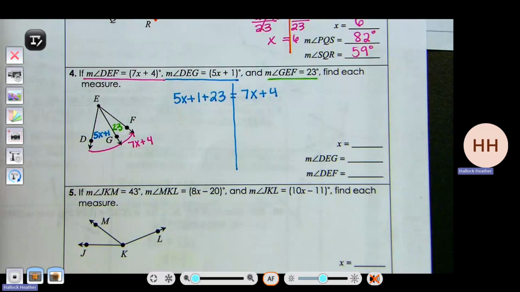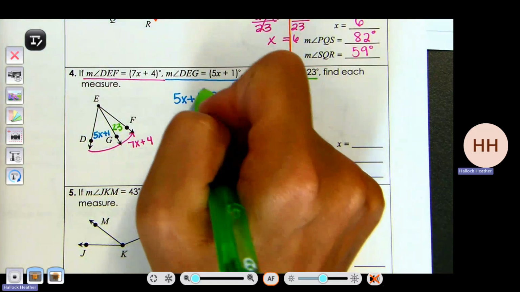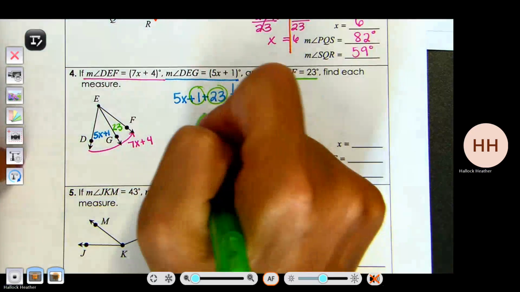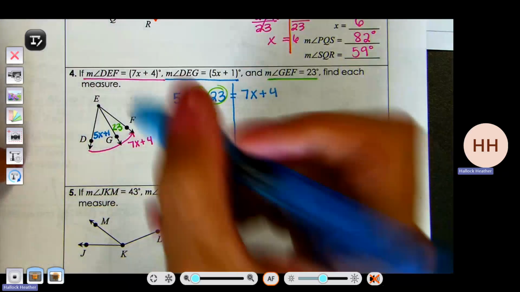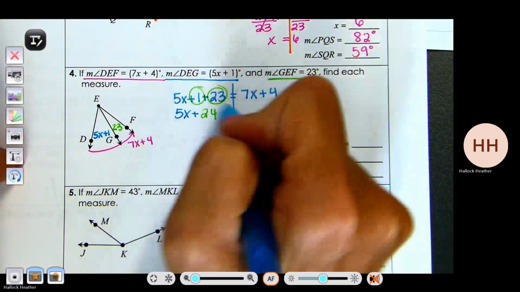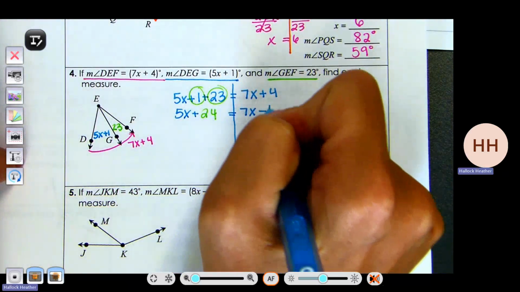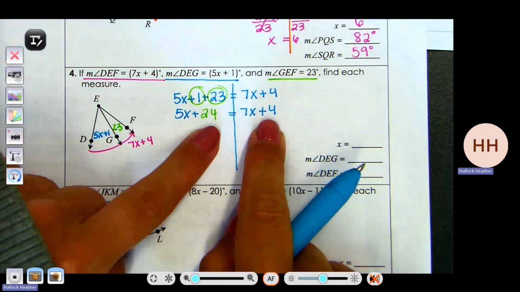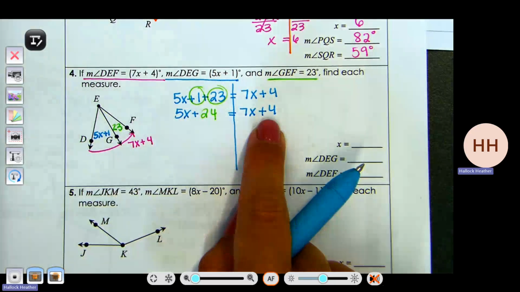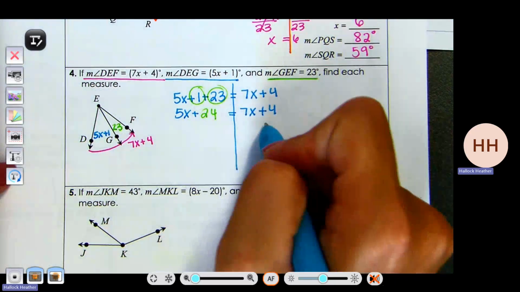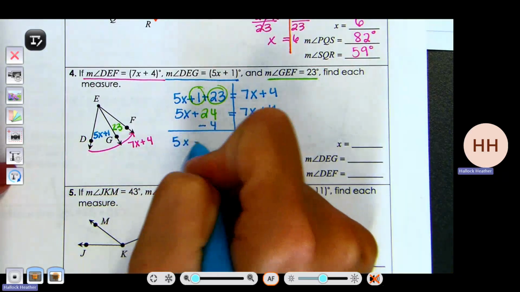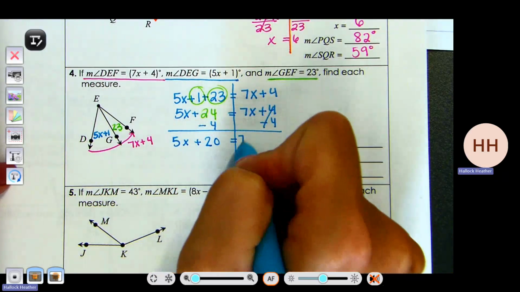So what two things can come together? 23 and 1, because they're both numbers. So I can literally just add them together. They're both positive. So what am I actually bringing down? 24. So I actually have 5x plus 24. And then do you want to move the 4 or the 24? The 4, because it's smaller. It doesn't matter though. You'd get the same answer. So I'm going to subtract 4, subtract 4. 5x plus 20 equals 7x.